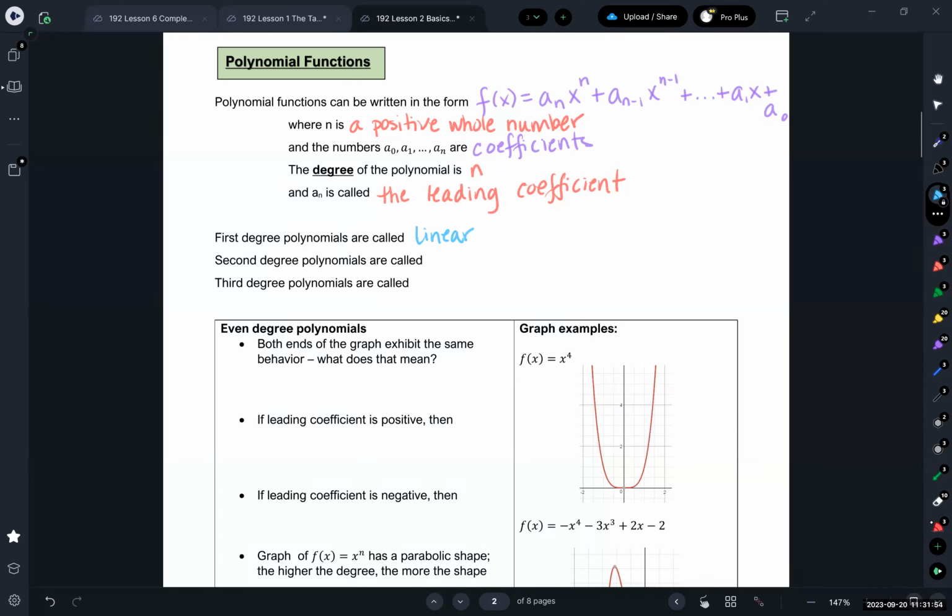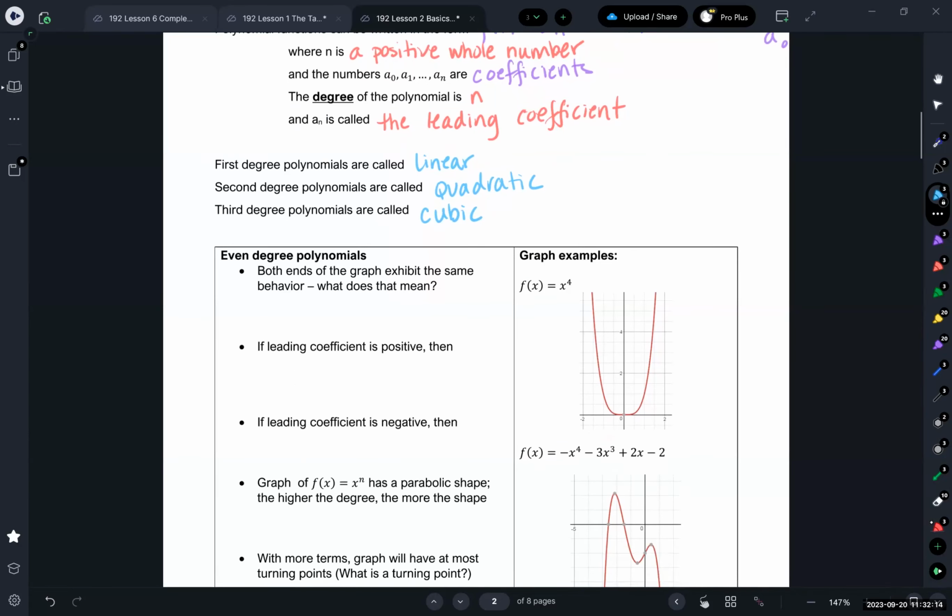What about if your highest power that you see is 2, x squared? That's quadratic. And if the highest power you see is 3, then we call it cubic. There are a few other names for the next highest degrees, but we don't use them as often.